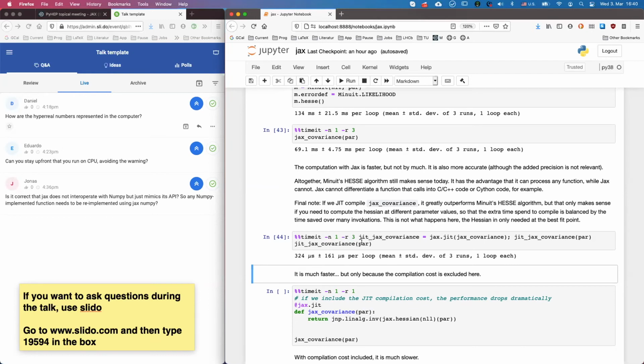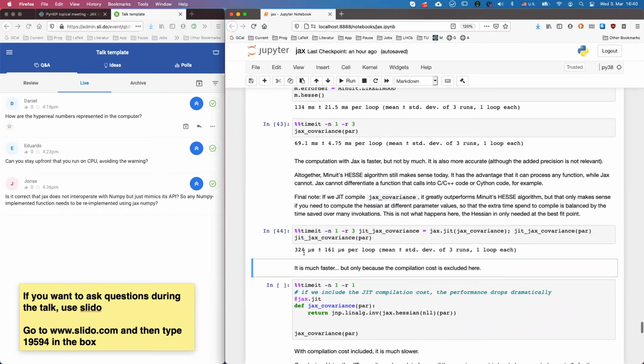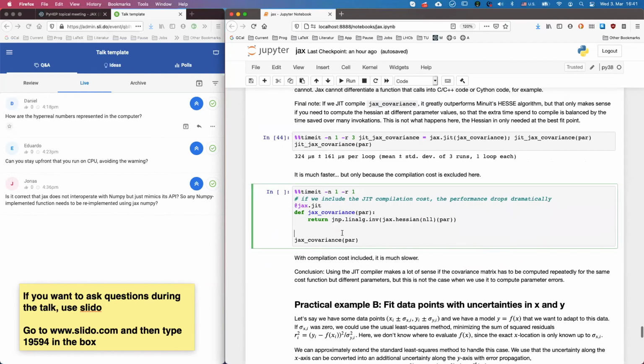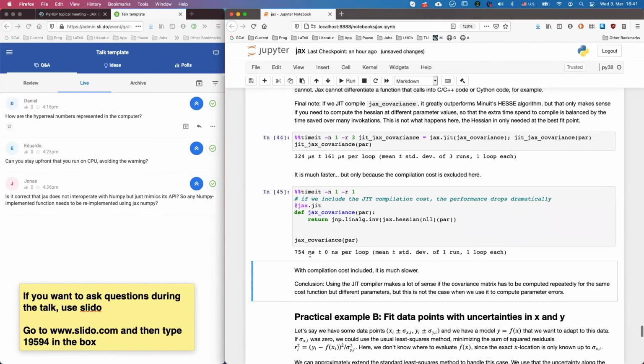So this is the second benchmark that I do here. Here I took out this compilation cost, I call it in quotes compilation cost, and then it's much, much faster. It is now less than a millisecond, a third of a millisecond. But if you include the compilation cost, then it's very slow, or as slow as Minuit would be.